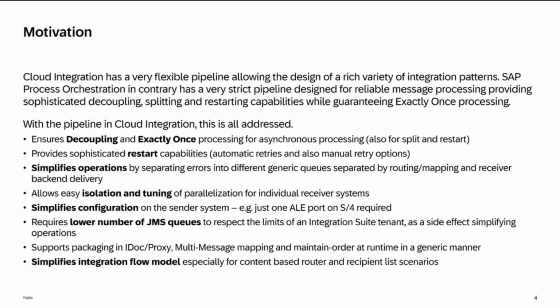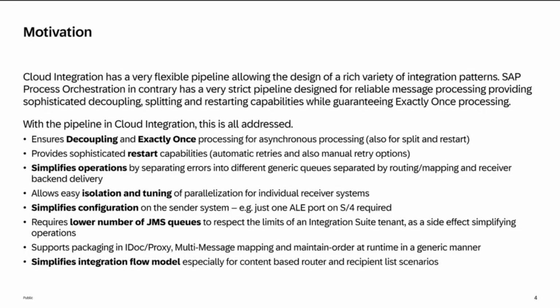It also simplifies operations to some extent by having the different pipelines. If an error happens, you can isolate and know exactly which pipeline or which step within your message processing the error happens in, whether it's during the receiver determination, during the mapping, or during the inbound conversion, right? And as said, it also lowers the number of JMS queues to a minimum, right?